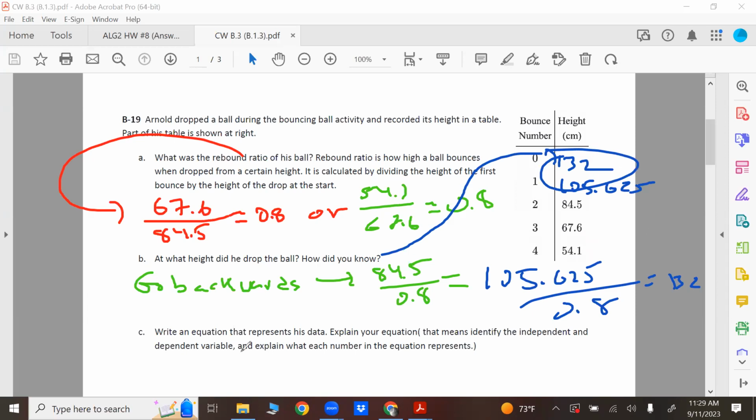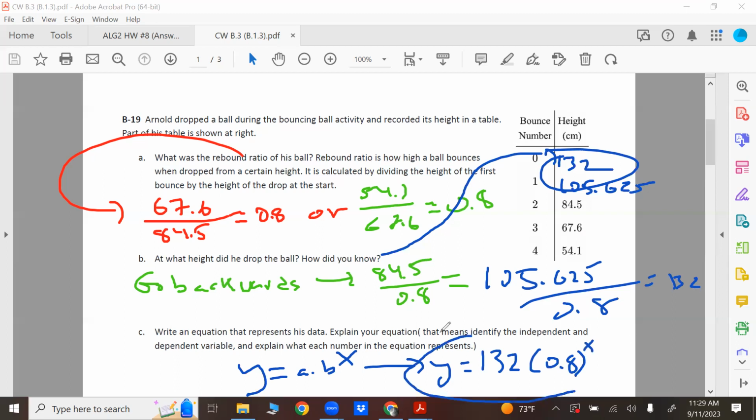Now, what I want you guys to do is write an equation that represents this data. So y equals a times b to the x power. So what would you guys get for the equation? Now you know the initial value. And what's the base? 0.8. So it's going to be 132 times 0.8 raised to the x power. Perfect. That's your equation. So we found the rebound ratio by just looking at consecutive heights. We went backwards to get the initial value. And because of that analysis, we can make an equation now. That's pretty easy. It's not hard.